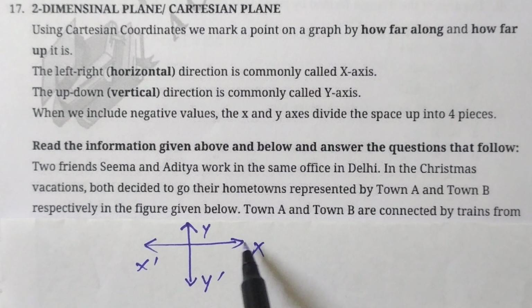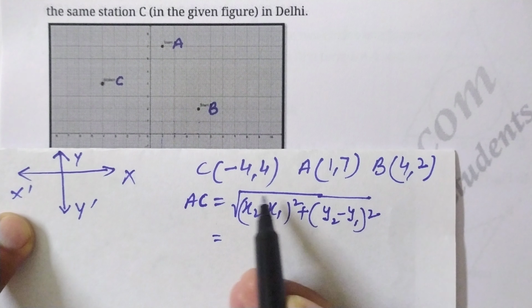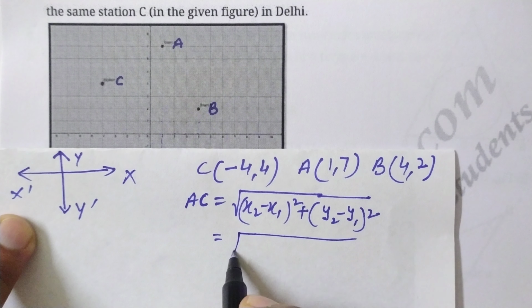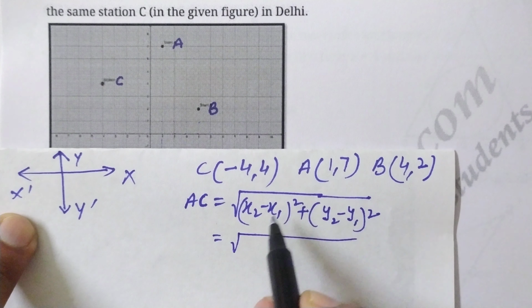So the distance formula is the square root of (x2 minus x1) whole square plus (y2 minus y1) whole square. So let's see what will be coming for AC. x2 is this 1 minus minus 4, that is 1 plus 4, that is 5, square, plus y2 minus y1, so 7 minus 4, that is 3 square. So it is coming 5 square, 25, plus 3 square is 9. So under root 34 is coming.